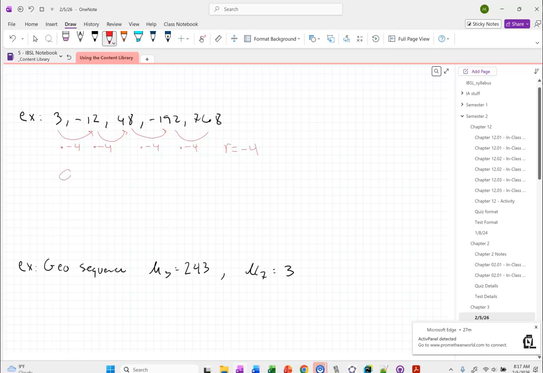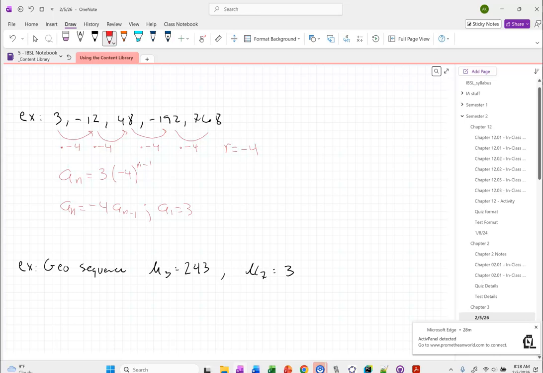So my explicit formula is the first term times r to the n minus 1. And my recursive formula would be r times the previous term. And then I also have to list a starting point. Let's make that use the first term. Everybody feel pretty good there? Should be very easy, right? We're just kind of plugging stuff into the formula.